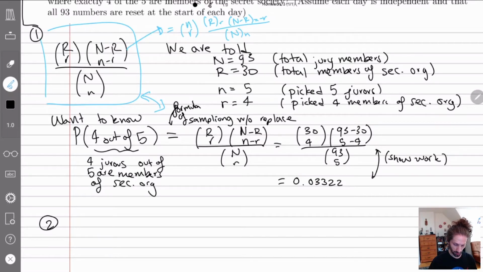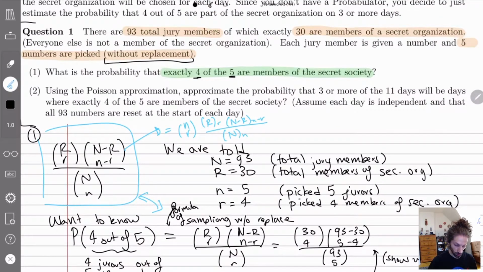So what is part 2 asking? Part 2 is asking us to use the Poisson approximation, so I know what I should be using. If you don't use Poisson at this point, you hope maybe the TA gave you 0 points. This part was worth 5 points, by the way. So we want to approximate.